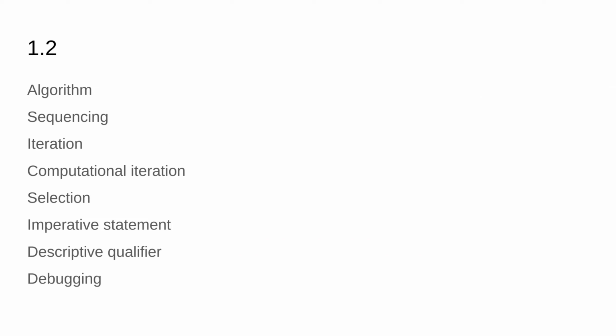Next, we have 1.2, which is about algorithms. An algorithm is a finite set of instructions that accomplish specific tasks. Sequencing is executing statements in order, one at a time. Ambiguous means to have a double meaning. Selection uses if-then to select or execute a step.